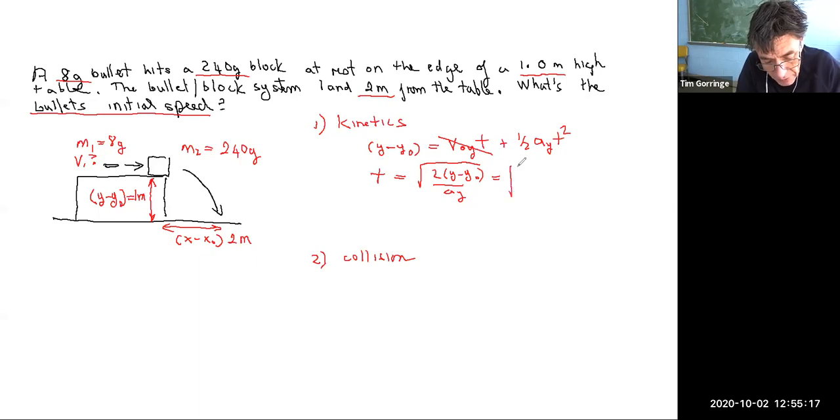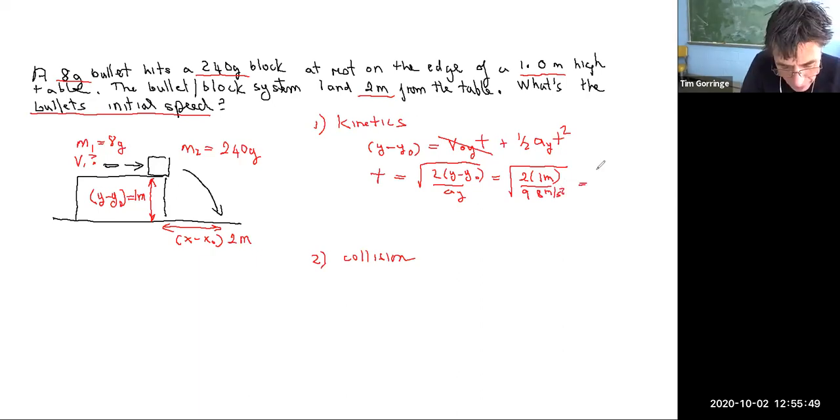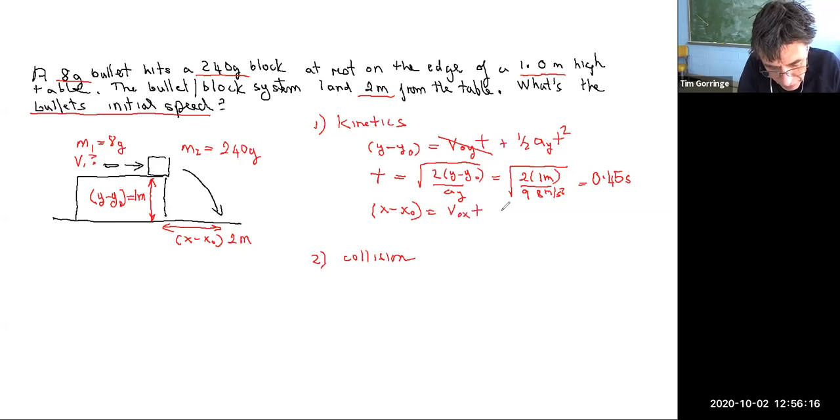And if I put the numbers into this, I've got 2 times 1 meter, so that'll be 2 meters in the numerator, divided by 9.8 meters per second squared. And I calculated that, and it was 0.45 seconds. So that's the time to fall from the vertical motion. Now we can find the speed from the horizontal motion. So now let's consider the horizontal motion, and I'm going to write down the same equation actually, but for the horizontal motion of the block and the bullet.